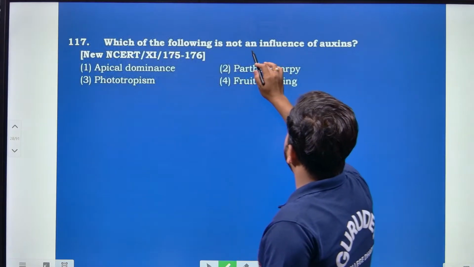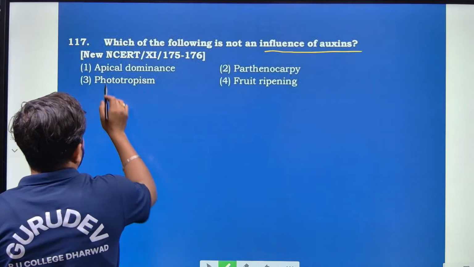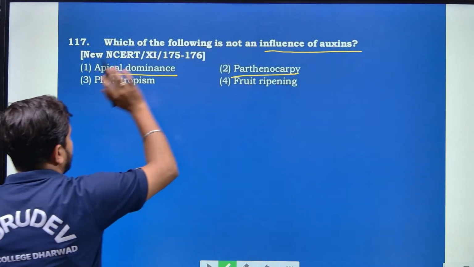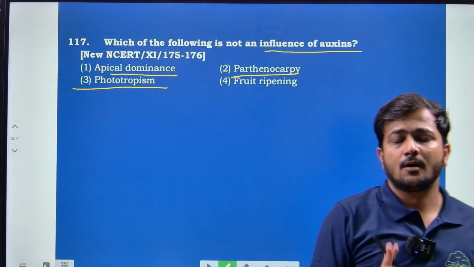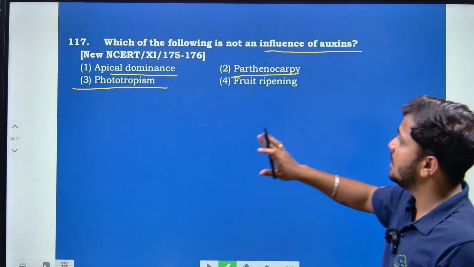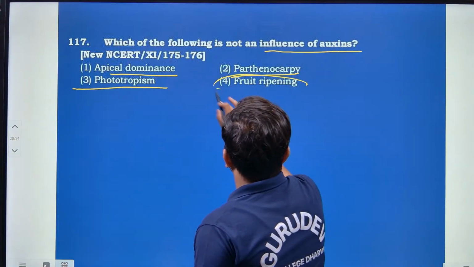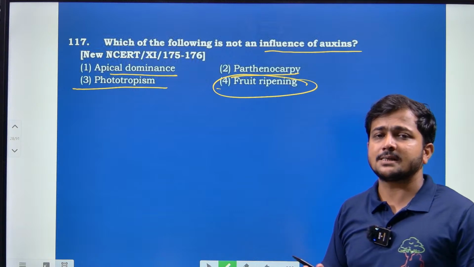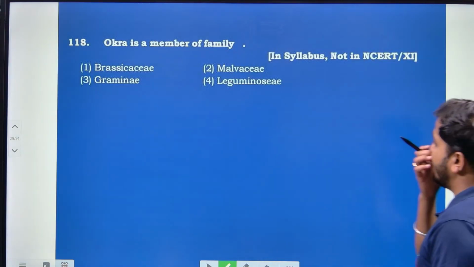Then which of the following is not an influence of auxin? Majorly, what can be seen with auxin is apical dominance. Auxin even initiates parthenocarpy and phototropism, because auxins were discovered through the coleoptile experiments by Darwin and his son, right? He observed the phototropism experiment itself with the coleoptile of grass. So the fruit ripening is not to be attributed to auxin. Fruit ripening is actually initiated by a gaseous hormone, that is ethylene, right? So here option 4 is correct, which is not influenced by auxin.